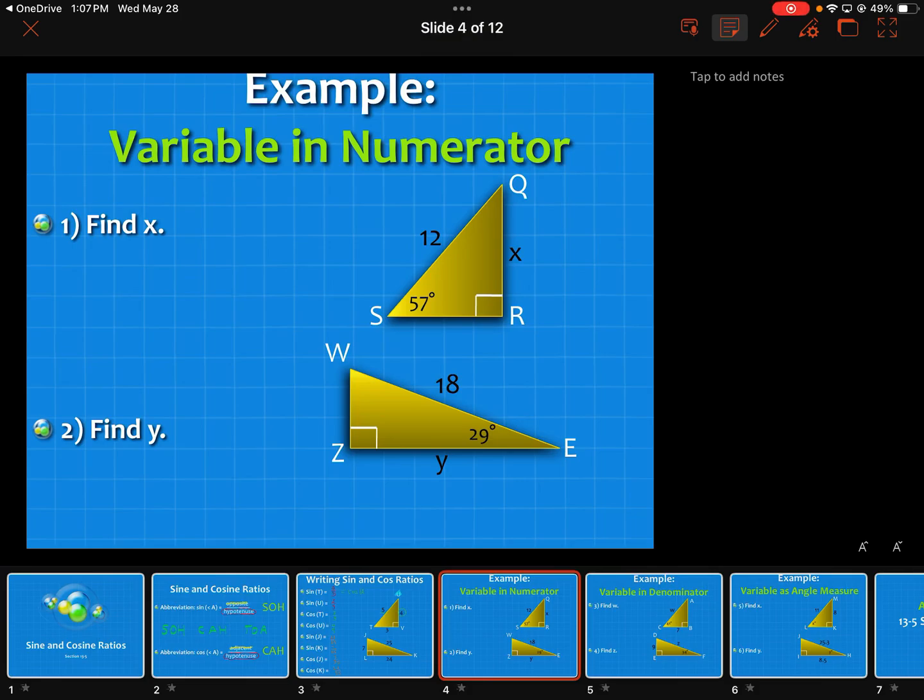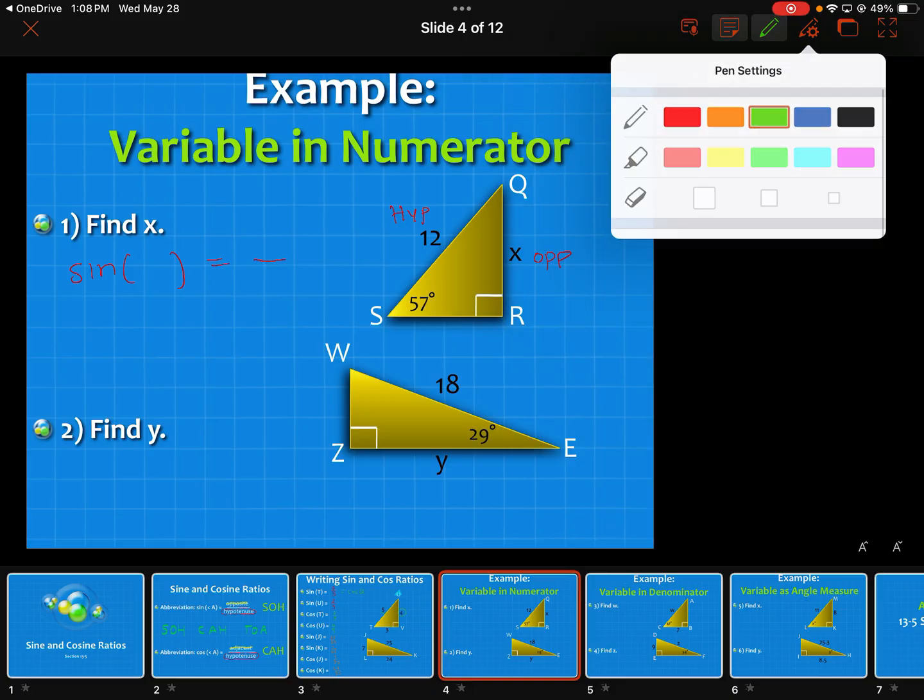This is section 13.5. This is the second part of the video. We're going to solve the right triangle using sine and cosine. So in number 1, we have an acute angle that's not special. We have a leg that is opposite of that angle, and we have a hypotenuse that's given. When this happens, opposite and hypotenuse, you need to use sine.